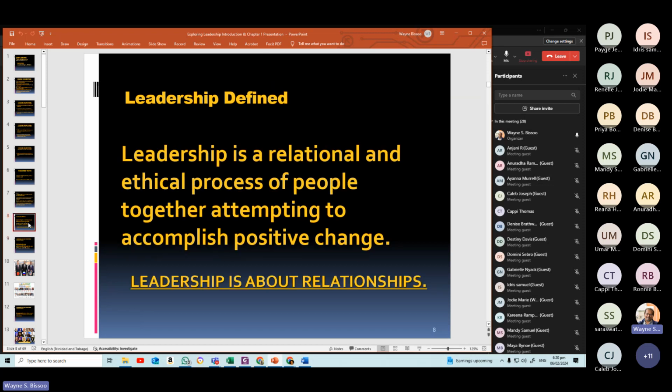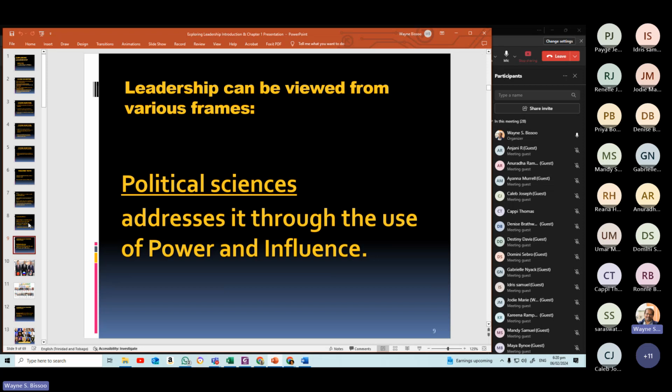Now, when we talk about leadership, there are different frameworks under which we could look at it. Under the political sciences, for example, in politics, leadership is about power and influence. How do I get power, and what do I use my power for in terms of the influence I can now wield? So whenever we think about leadership, the first thing that really comes to mind is political leadership, because in a lot of our cases here, it's foremost in our minds.